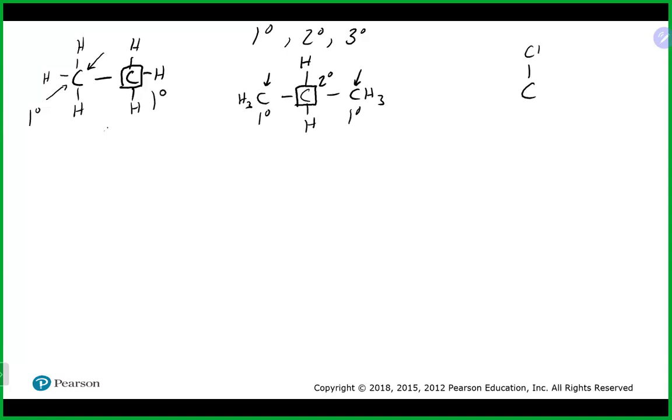And again, if we did something like this, what would the carbon in the middle be? It would be a tertiary carbon, again, because it has 1, 2, and 3 carbons attached to it. All the outside carbons would be primary carbons as well, because they're all individually attached to the one in the center.